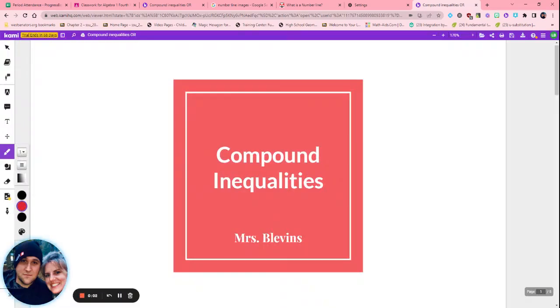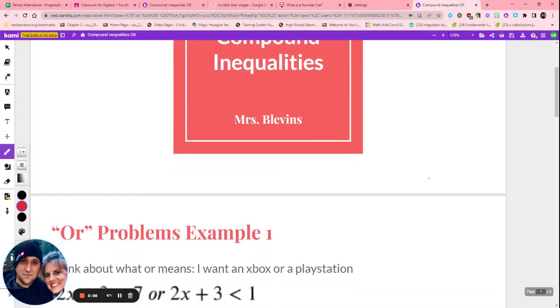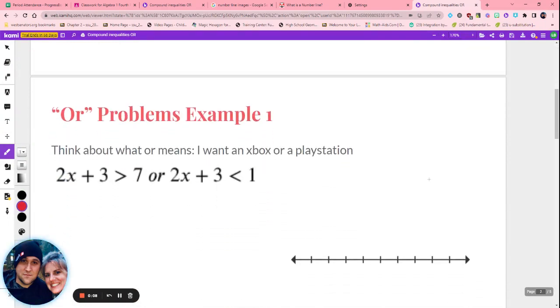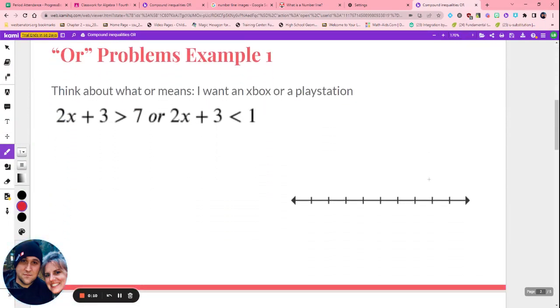All right, we're going to do a lesson today on compound inequalities, and we're going to look at the OR type problems. So before we begin, I'd like for you to think about what it means when I say OR. If I say, I would like an Xbox or a PlayStation, if that's my Christmas wish list, am I expecting to get both the Xbox and the PlayStation, or am I just expecting to get one or the other? If I say or, then I'm expecting to get one or the other.